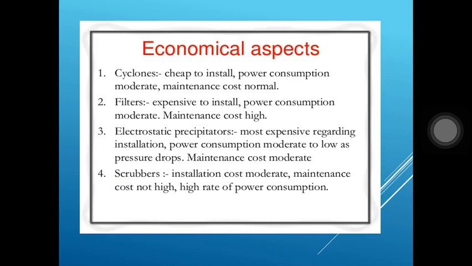Cyclones: cheap to install, power consumption moderate, maintenance cost is normal. Whereas filters: expensive to install, power consumption is moderate, maintenance cost is high. Electrostatic precipitators: most expensive regarding installation, power consumption moderate to low as pressure drops, and maintenance cost is moderate. Scrubbers: installation cost is moderate, maintenance cost not high, high rate of power consumption. So depending upon the economical aspects, the equipment can be chosen as per the applications.